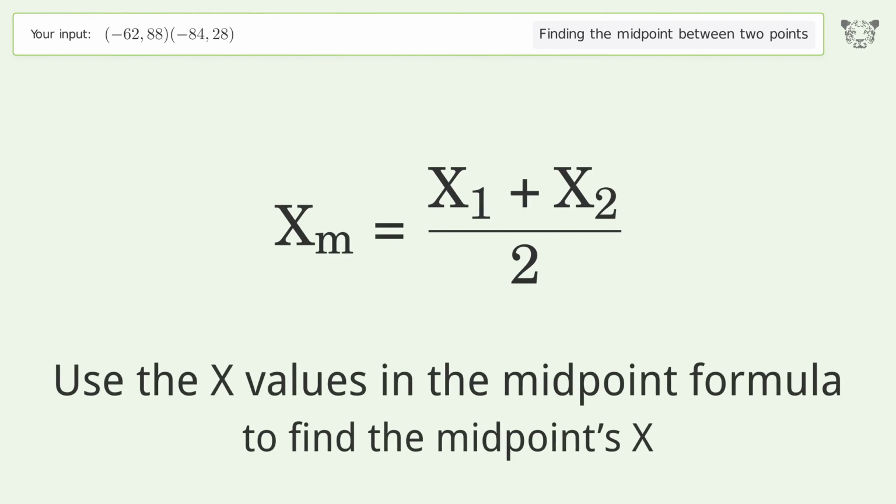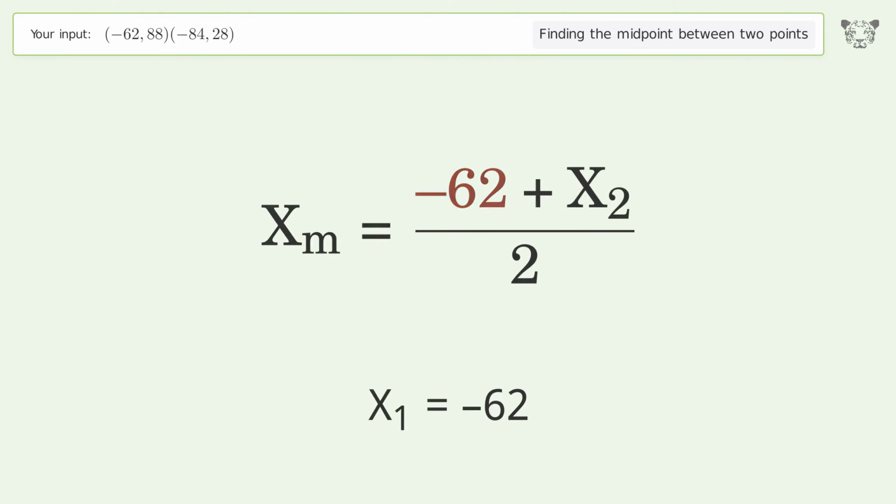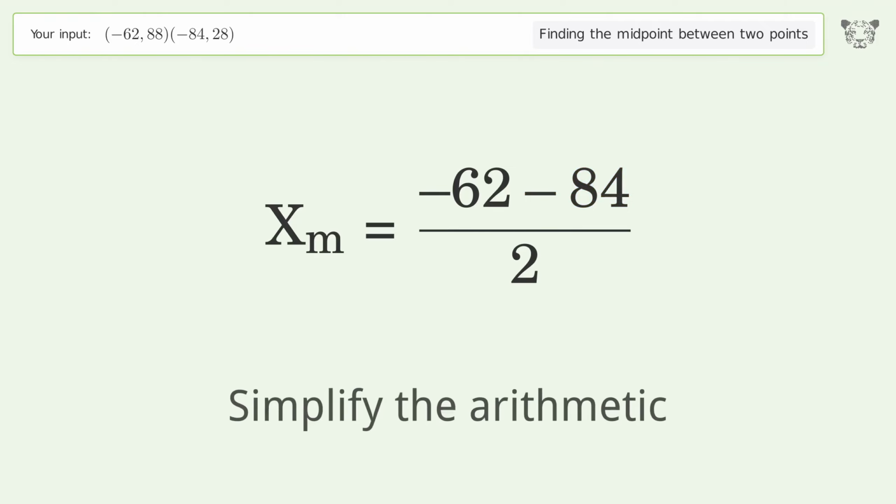Use the x values in the midpoint formula to find the midpoint's x. x1 equals negative 62. x2 equals negative 84. Simplify the arithmetic.